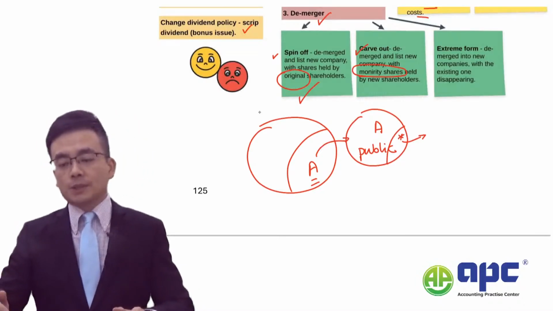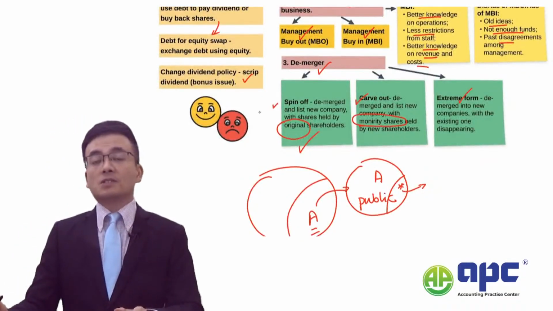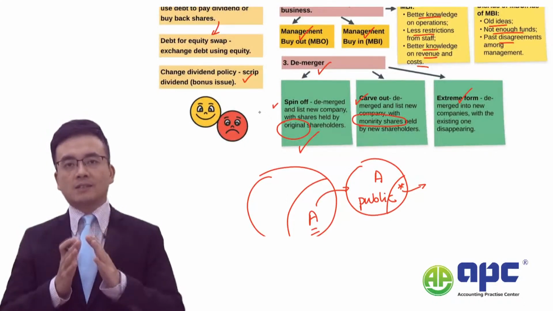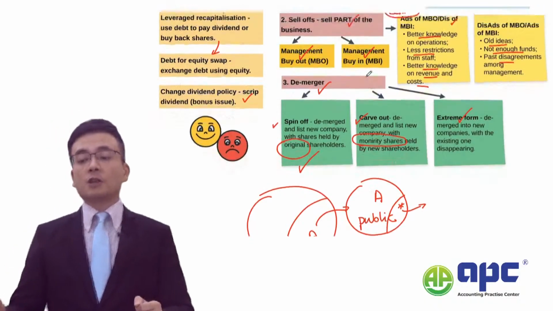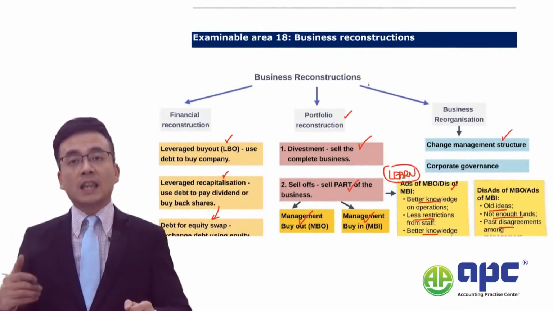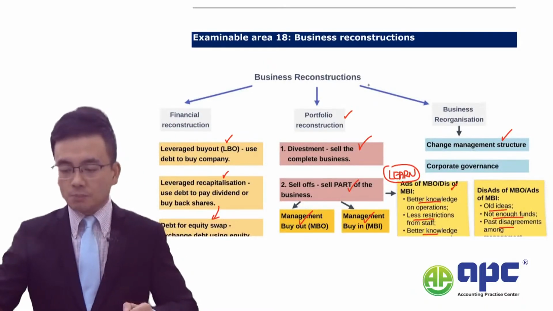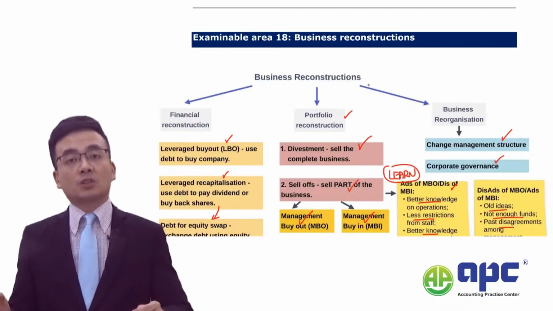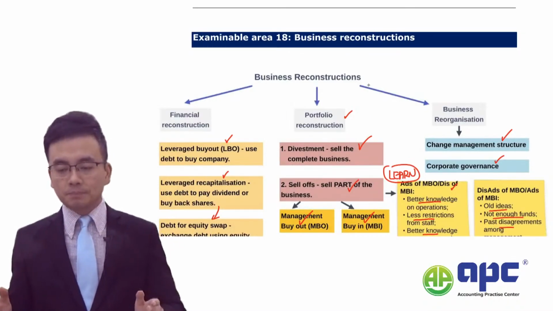In rare circumstances, we can also see the extreme form of the demerger. This is usually initiated by the government, all right, to split the entity into two, and that's it. Now, finally, we also have business reorganisations by changing the management structure, allowing the management to have more decision-making power, or to improve the corporate governance structure, especially the internal control system, to make it stronger so it can create more value in the end.